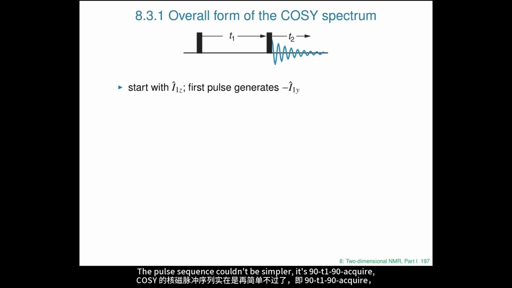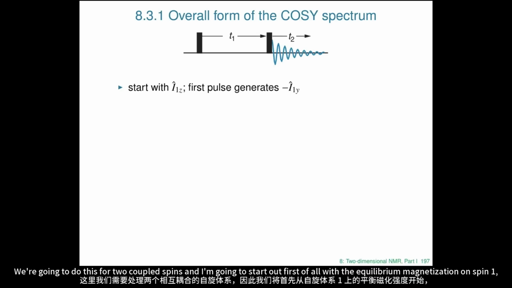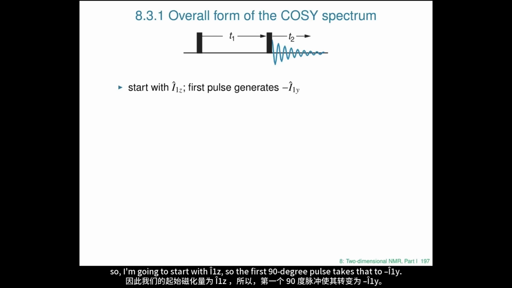The pulse sequence couldn't be simpler. It's 90, T1, 90, acquire. So the preparation period is just a 90-degree pulse. The mixing period is just another 90-degree pulse. And everything is about X unless you say otherwise. We're going to do this for two coupled spins, and I'm going to start out first of all with the equilibrium magnetization on spin 1. So I'm going to start with I1Z.